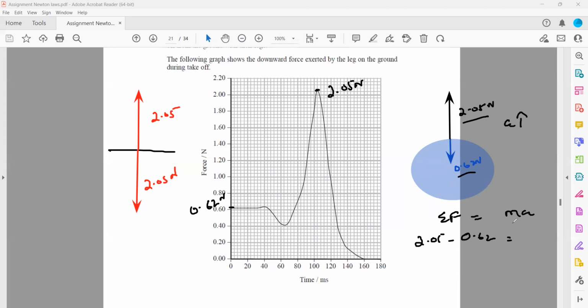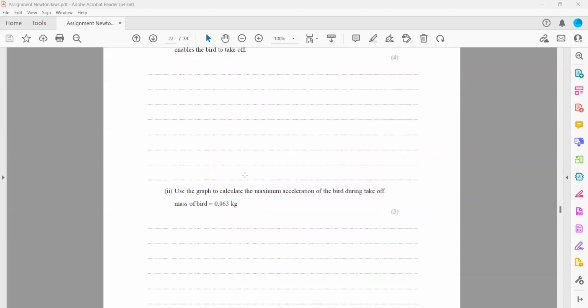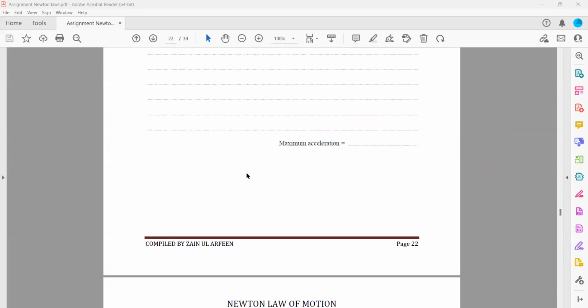And that force is equal to ma. The mass of the bird was given as 0.063, and we can work out its acceleration. So it will be 2.05 minus 0.62 divided by 0.063. That will be the acceleration of the bird, or the maximum acceleration of the bird.